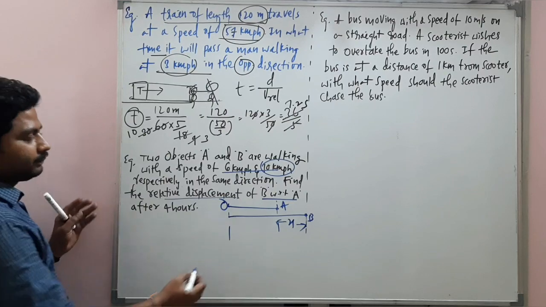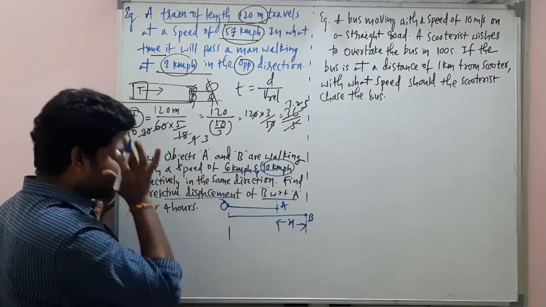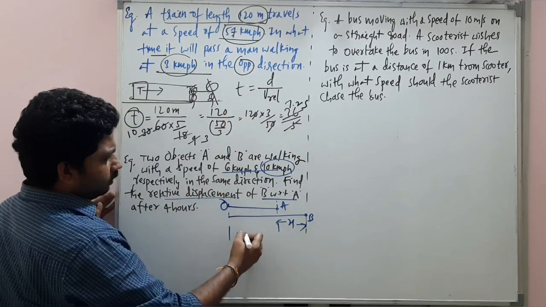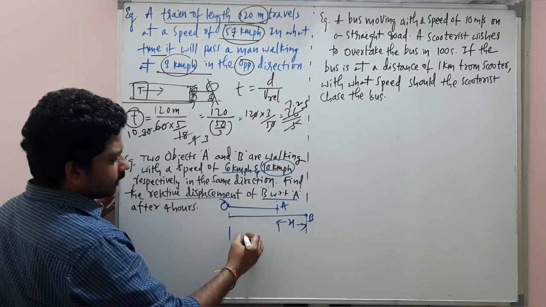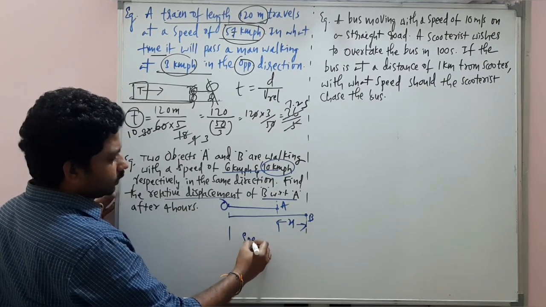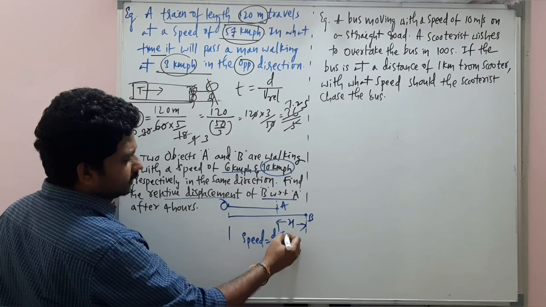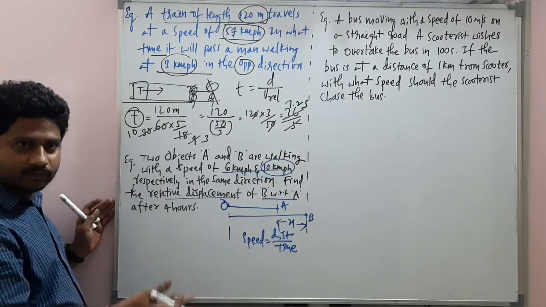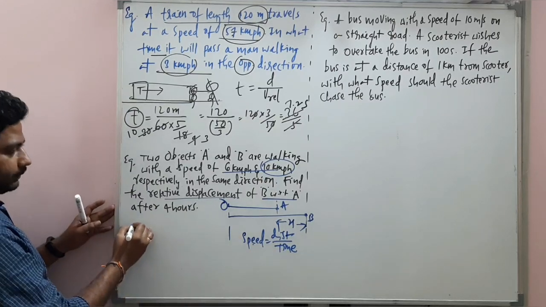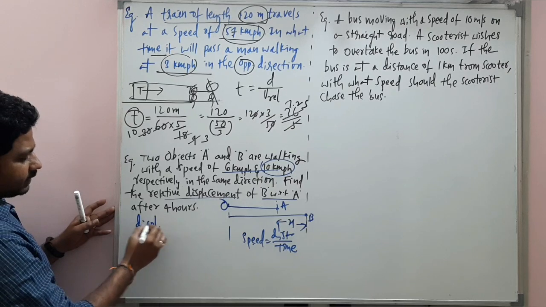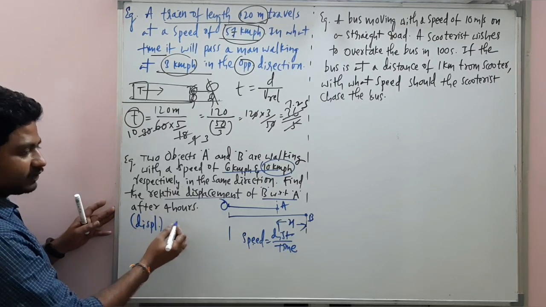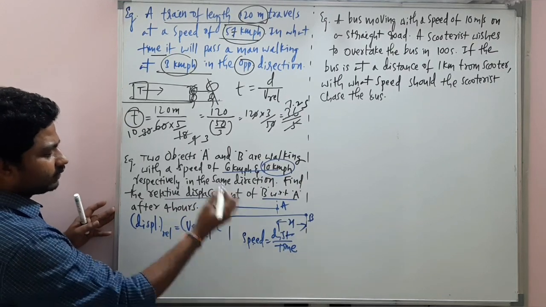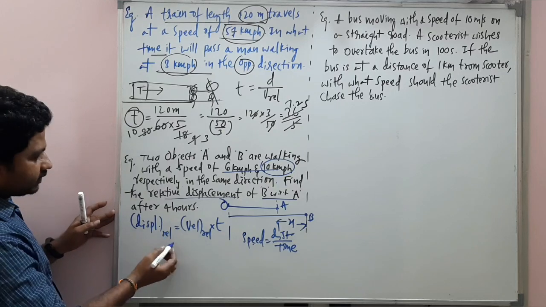It's so simple here. We have the formula. Carefully see. The relative displacement is equal to, what is that? Speed is equal to distance by time. Here it can also be written as velocity is equal to displacement by time. So the question is to find displacement. It's a relative displacement, which is equal to relative velocity into time t.